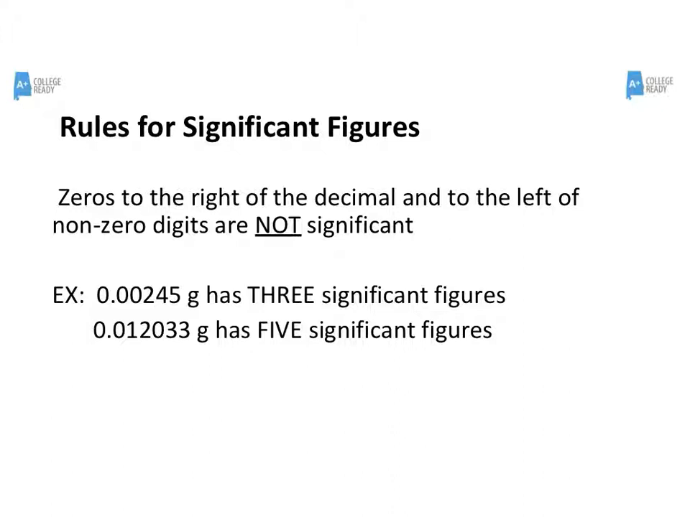Zeros to the right of the decimal and to the left of a non-zero digit are not significant. Therefore, these zeros are not significant. Therefore, this measurement has only 3 significant figures. This 0 is significant because it's between 2 non-zero digits. However, zeros to the right of the decimal and to the left of non-zero digits are not significant. This is not significant, neither is this 0.